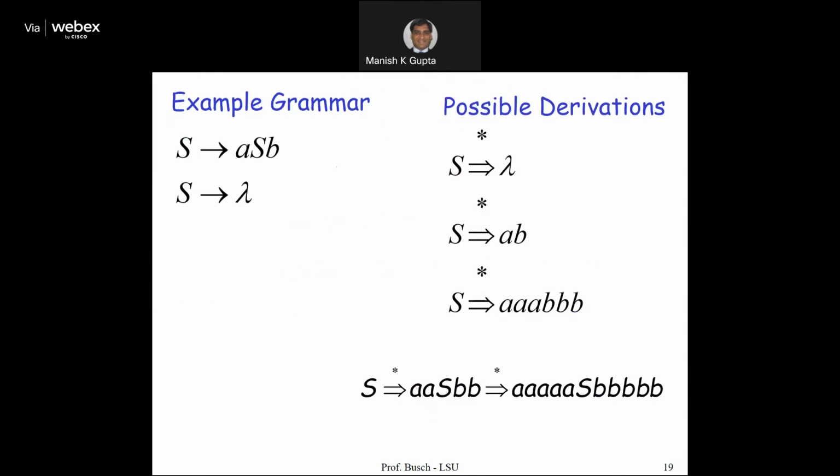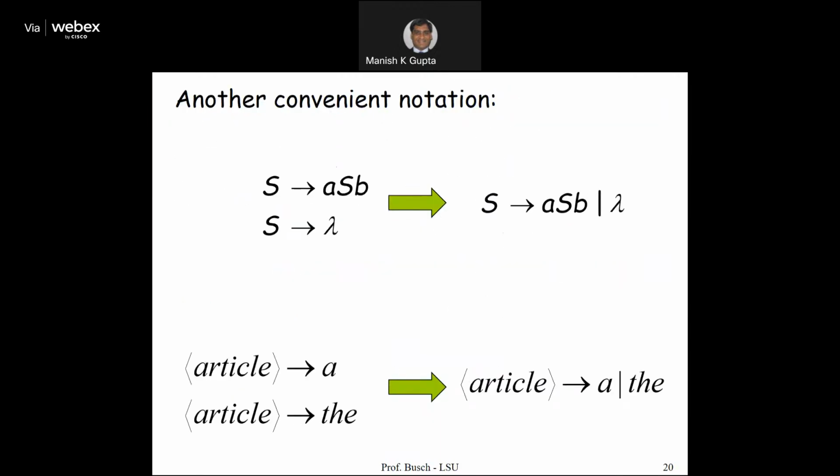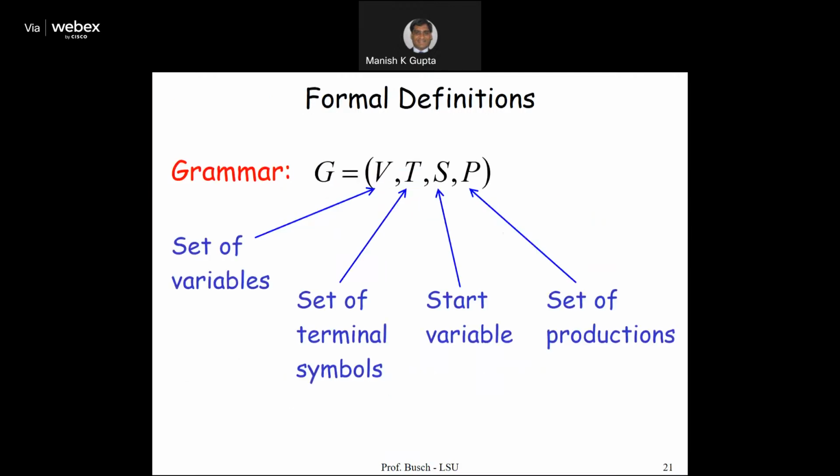It's simple actually, it's the same thing again and again. The formal definition is: a grammar is a set of 4 things: V, the set of variables, T, the set of terminal symbols like small a, b, c and so on. There is a start variable and capital P, the set of production rules.